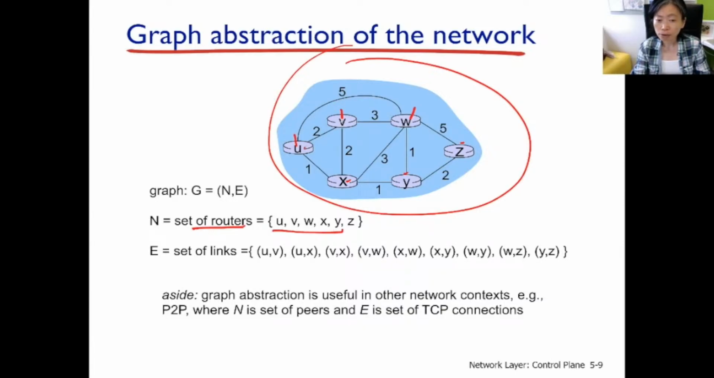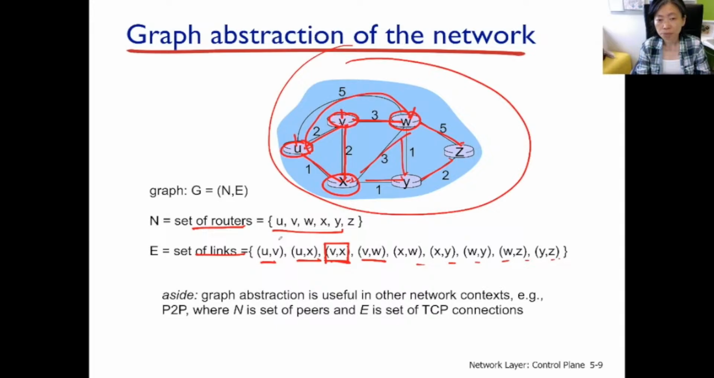Now, between the routers, we have also links. Link UV here connects router U and router V. Similarly, UX here connects router U and router X. VX is the link connecting router V and router X. Link VW connects router V and router W. So you see, we can go over all the links defined here, and this forms the set of links interconnecting the routers.